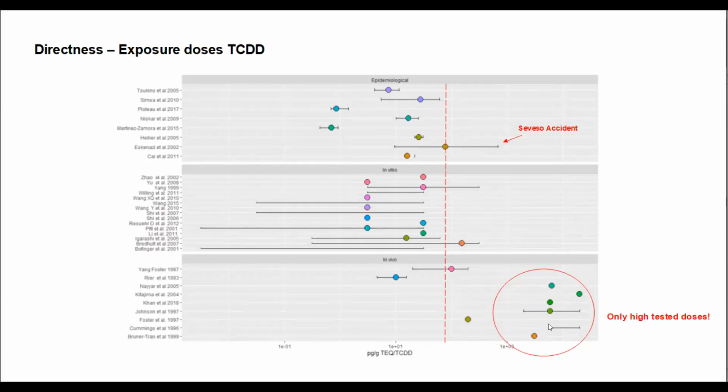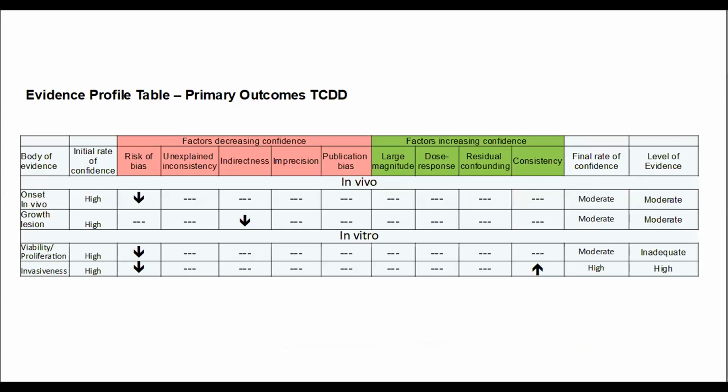So here we consider penalizing and downgrading the evidence of growth lesion in animals because they used high doses. This is the summary table we use to show the level of evidence for the different bodies of evidence, and we can see most of them were finally classified as moderate, and the case of invasiveness was compensated by the high consistency across the studies and kept at a high level of evidence.